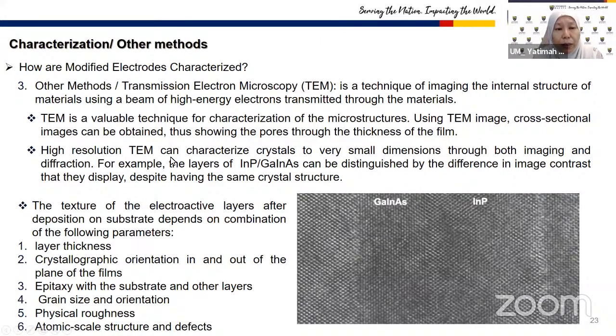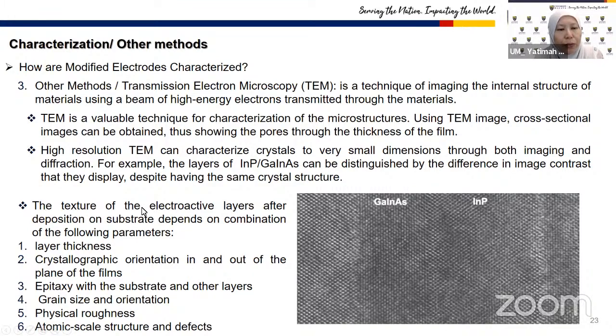The high resolution of TEM can characterize crystals down to very small dimensions through both imaging and diffraction. For example, the layers of indium gallium arsenide can be distinguished by the difference in image contrast that they display despite having the same crystal structure. You can see here a layer that gives you the differences between layers of materials that have been deposited on top of the substrate. You can see this by looking into the TEM micrograph, then you can identify which one is the one that you targeted.